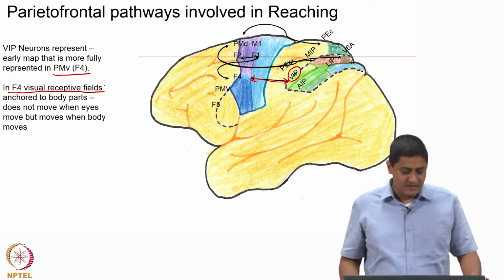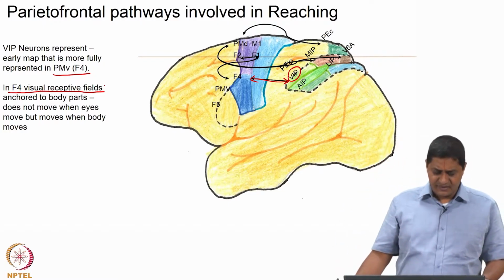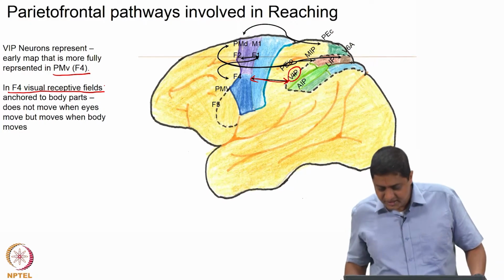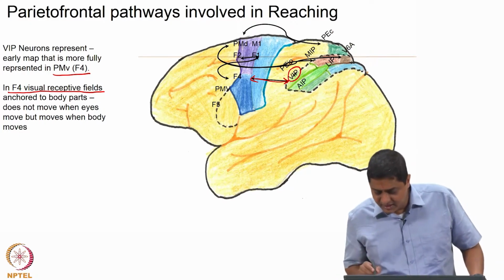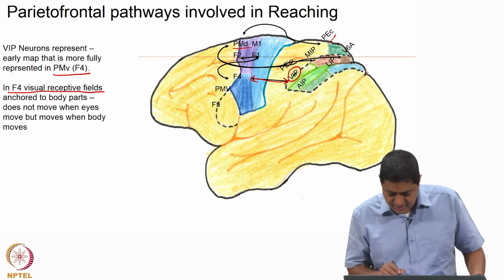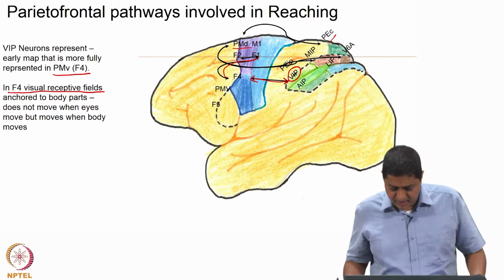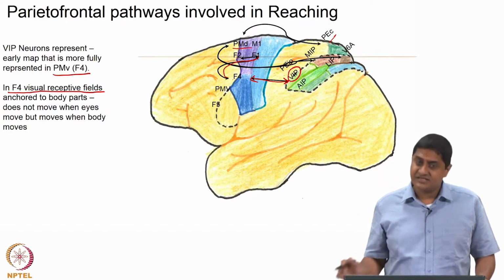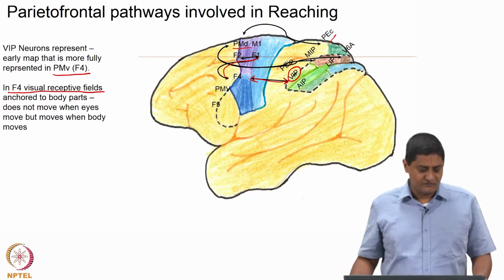Okay. So, this is the VIP set of neurons, and what is also present are the reciprocal connections between the other regions such as PEC and dorsal premotor cortex, and how areas F1 and F4 have reciprocal connections. Some of these we will discuss in future slides.